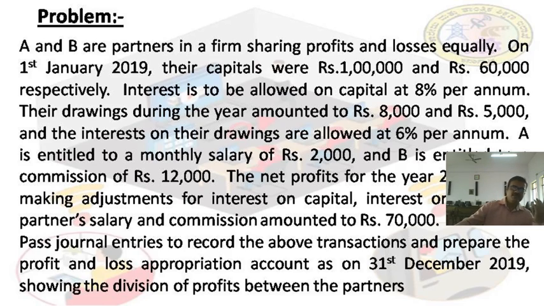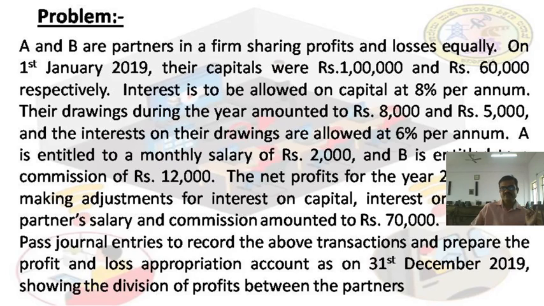In this problem, they have given the capital balances of A and B. A contributed 1 lakh, B contributed rupees 60,000. Second information, they have given interest on capital, that is 8% per annum. Third information, they have given drawings: drawing of Mr. A is 8,000, B is 5,000.